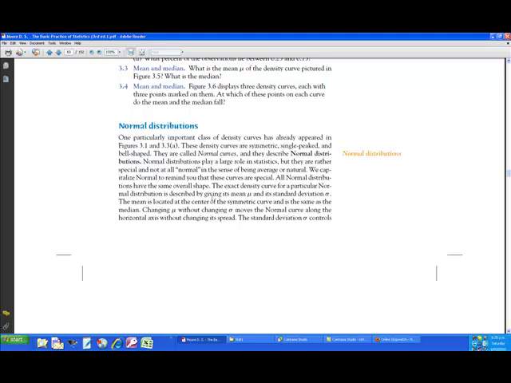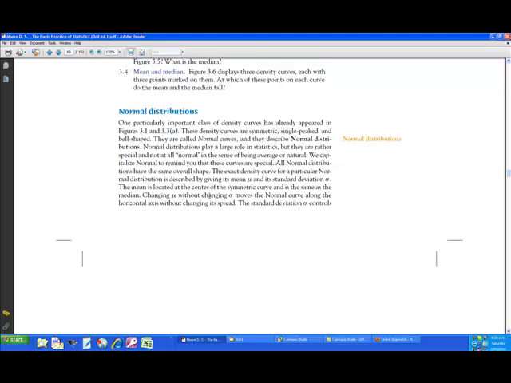So one particularly important class of density curves has already appeared. These density curves are symmetric, single-peaked, and bell-shaped. They are called normal curves, and they describe normal distributions. Normal distributions play a large role in statistics, but they are rather special and not at all normal in the sense of being average or natural. We capitalize normal to remind you that these curves are special. All normal distributions have the same overall shape. The exact density curve for a particular normal distribution is described by giving its mean and its standard deviation.